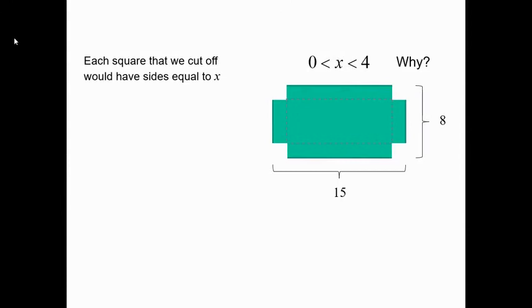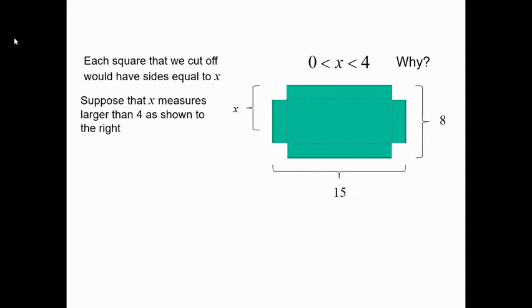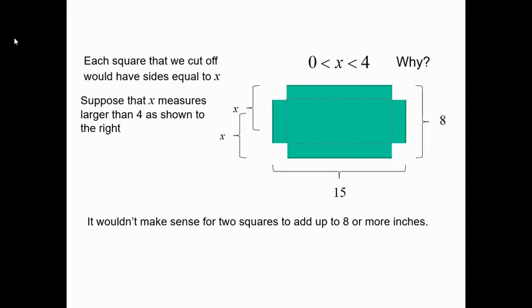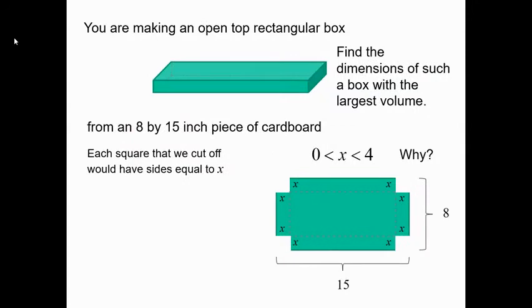Each square that we cut off would have the sides equal to x. Suppose that x measures larger than 4 as shown to the right. It wouldn't make sense for two squares to add up to 8 or more inches. After all, each side is only 8 inches. Remember that volume is equal to length times width times height.